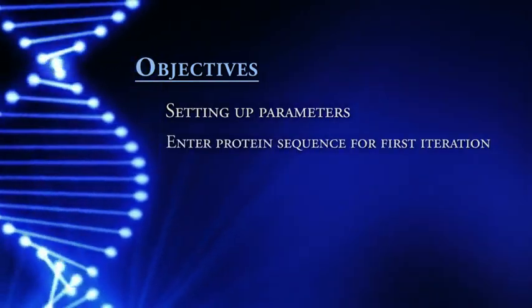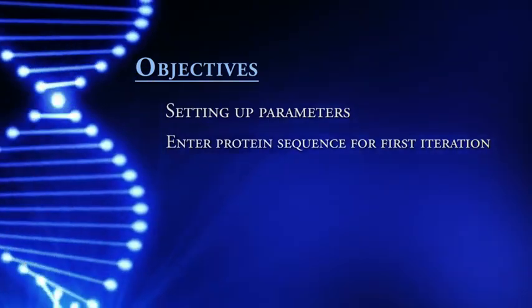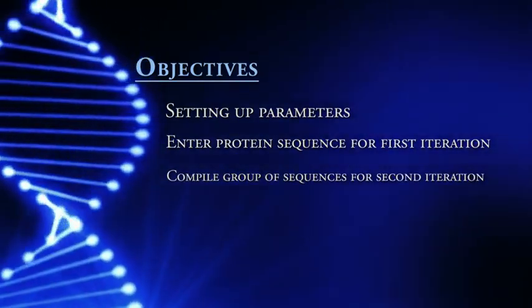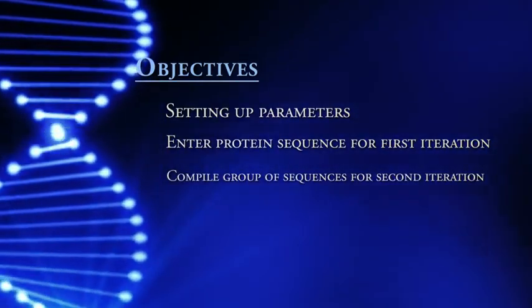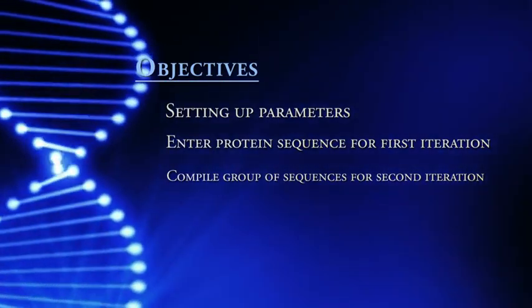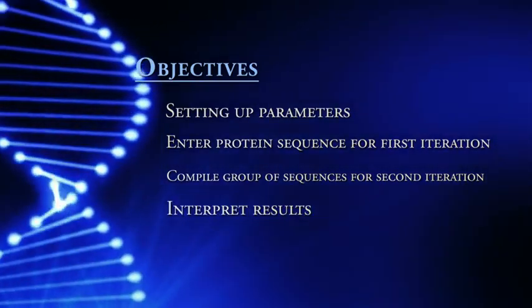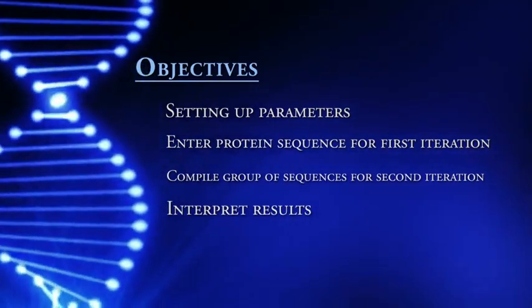We will enter a protein sequence to run the first iteration of PSI BLAST, and then from those results, we will be able to compile a group of sequences to run a second iteration to find other members of that protein family. Finally, we will look in more detail at how to interpret those results. It can be a little bit tricky.